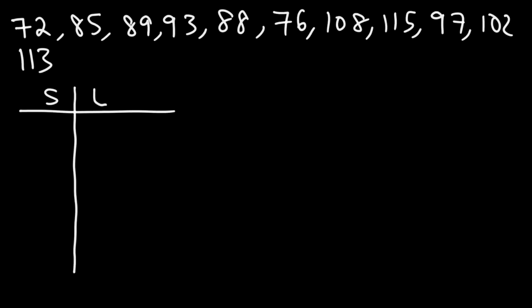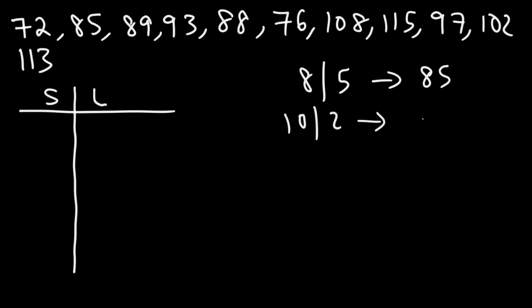Now it's good to write a key. So the number 85 will correspond to 85. And the number 10, 2 will correspond to 102. So now you can see how this is going to work.